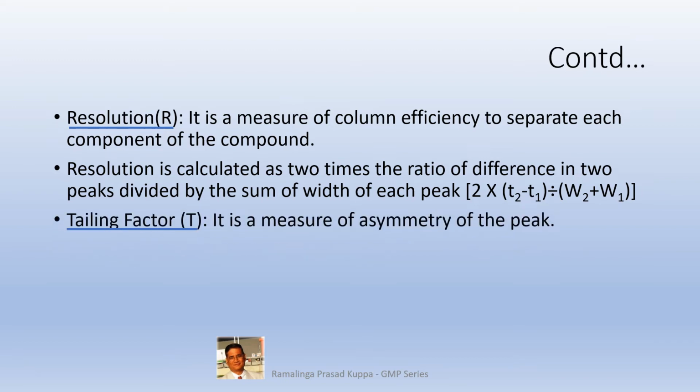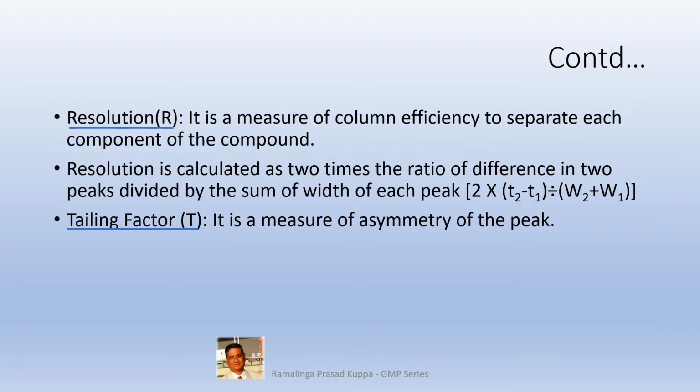Tailing factor, it is a measure of asymmetry of the peak. What is a symmetric structure? Left hand side and right hand side are equal, exactly half. So a symmetric peak will have exact 2 half from the mean on either side of the peak. When the two sides are not same, it is called asymmetric peak. That means one side is longer than the other. If the ascending side of the peak is longer than the descending side, it is called a fronting peak. If the descending side is longer, it is called a tailing. Of course, both are tails only.